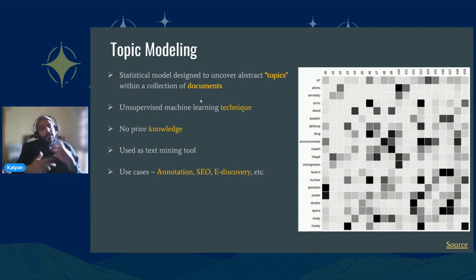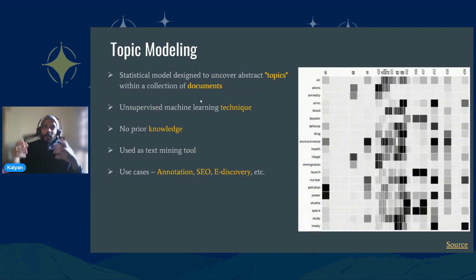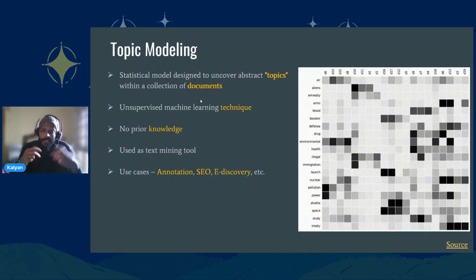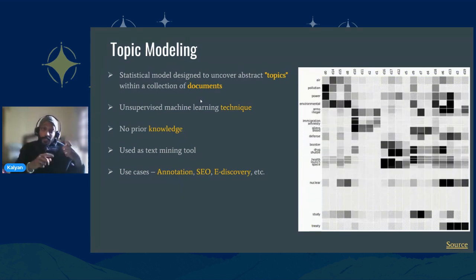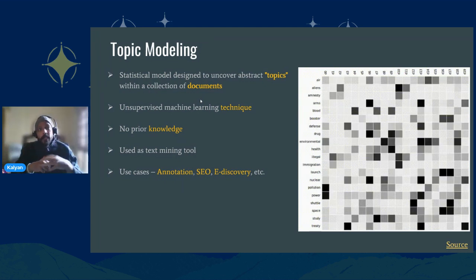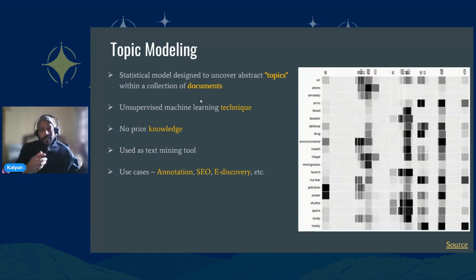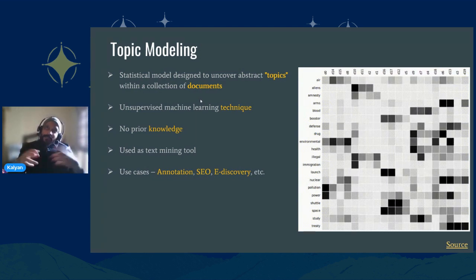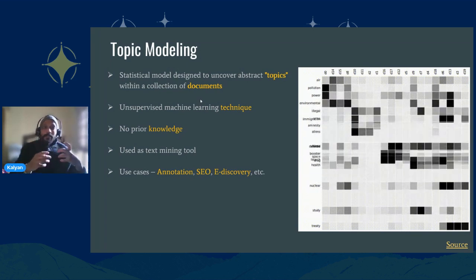And there is no prior knowledge required about the topics in order for topic modeling to work. This is again another beauty. It randomly pulls out the topics, so you don't need to have labels beforehand. It is also called probabilistic modeling because probability is used to discover the latent semantic structures of the documents. That's why, in most projects, topic modeling is considered a text mining tool.